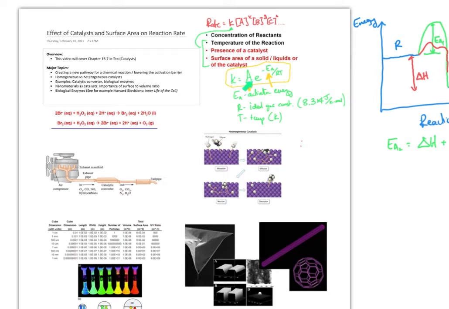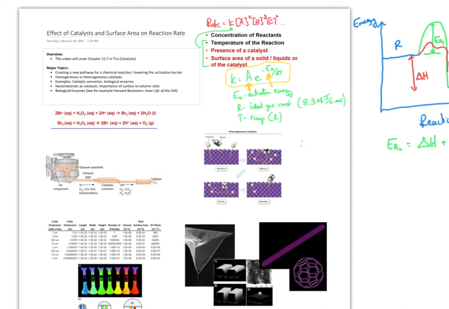It could lock a reactant into a certain position. And remember, one of the factors in A is the orientation factor. So it could impact this, or it could impact the activation energy, or both. Either one's going to speed the reaction up. All right. So what is a catalyst? A catalyst is a species that does not get used up, but speeds the reaction.